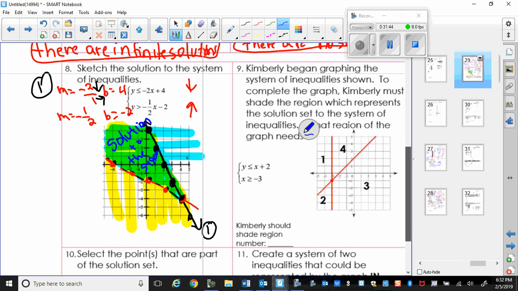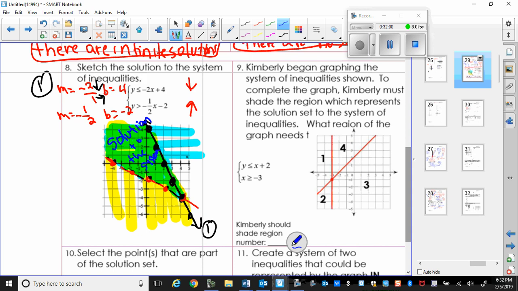So let's look. It says Kimberly began graphing the system of inequalities shown. To complete the graph, Kimberly must shade the region which represents the solution set to the system of inequalities. What region of the graph needs to be shaded? So first, look at the first equation. They already have some lines there. Maybe you can't tell which one is which. So I want to know which line is number 1, which one is number 2.